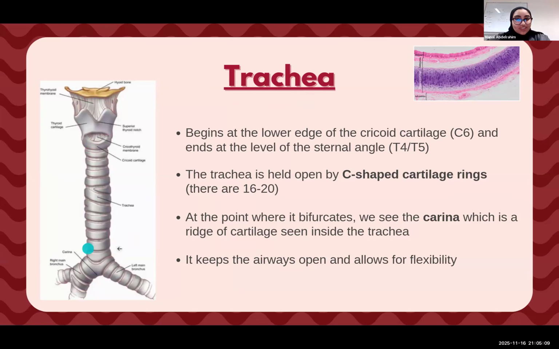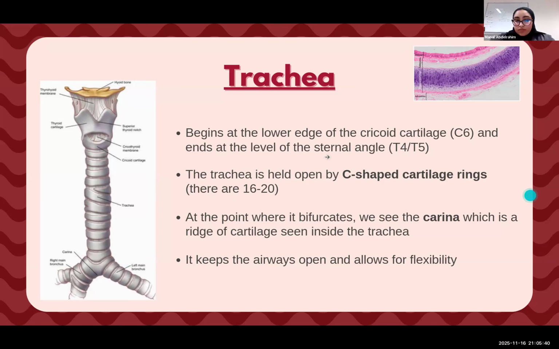I'm assuming that you know the sternal angle. Okay, so the trachea is going to be held open by C-shaped cartilage rings, and we have approximately 16 to 20. Can you see them? They're C-shaped cartilage. Again, we'll talk about this more in here. And the point at which it bifurcates, we're going to see something called the carina, which is a ridge of cartilage that's seen inside of the trachea. We'll see this in the next slide. But the main purpose of having these C-shaped cartilage rings in the trachea is to keep the airway open and to allow for flexibility.